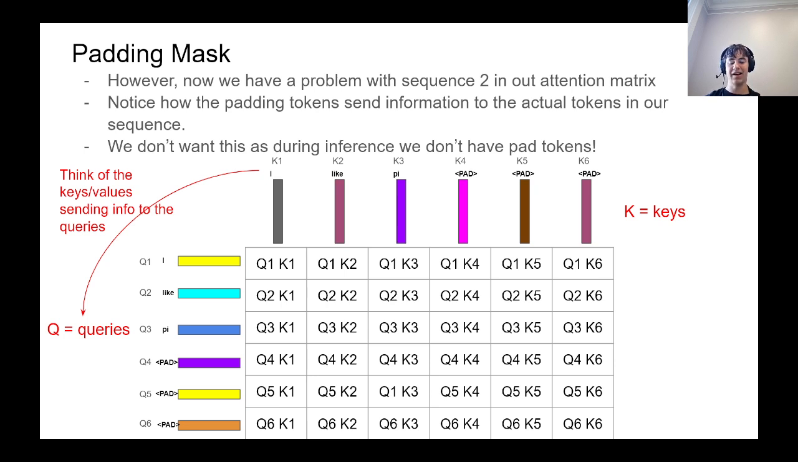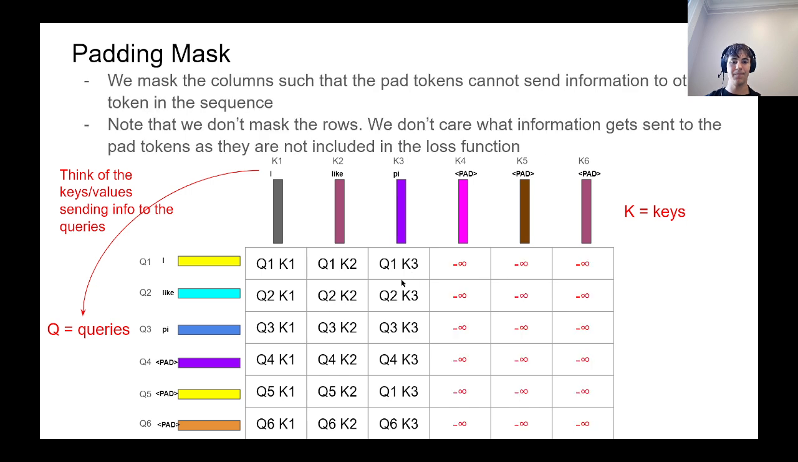It's not as bad as having a problem where it takes information from the future, but it's pretty bad. You have these padding tokens. They shouldn't be there. They're not going to be there. And if they're not there during inference, they shouldn't be there during training. So what do we do? We mask them. So we mask them like this. We mask them along the columns.